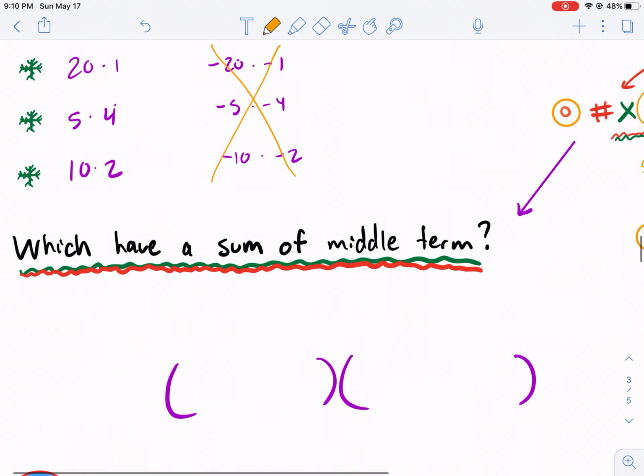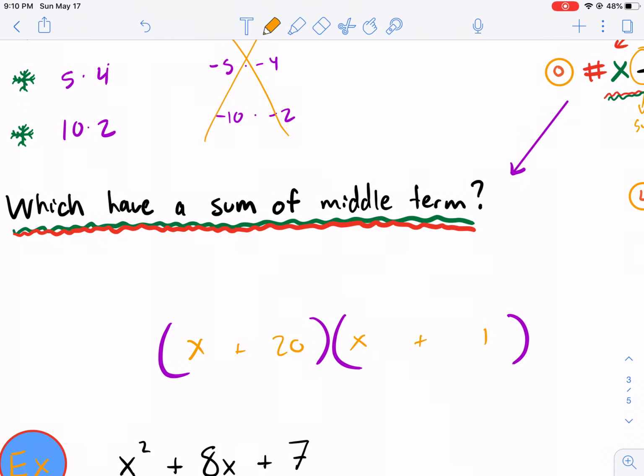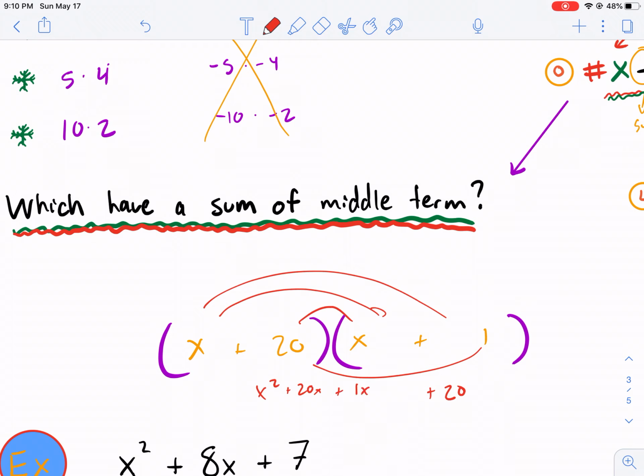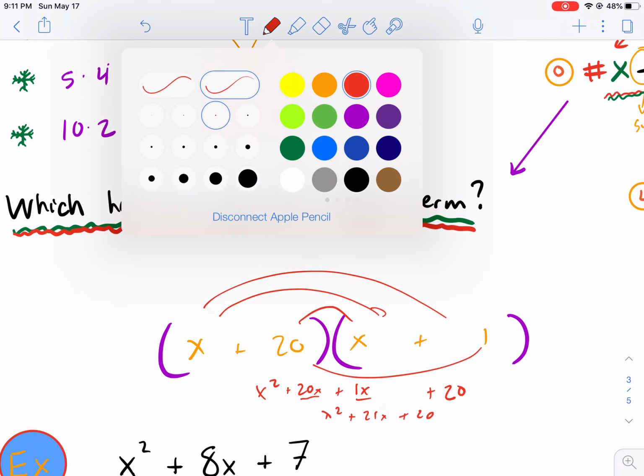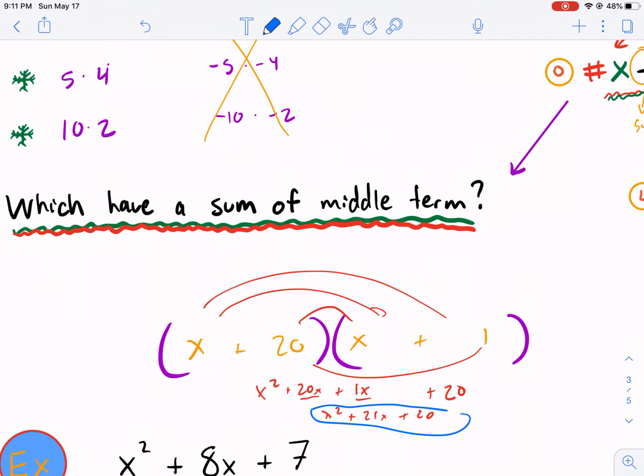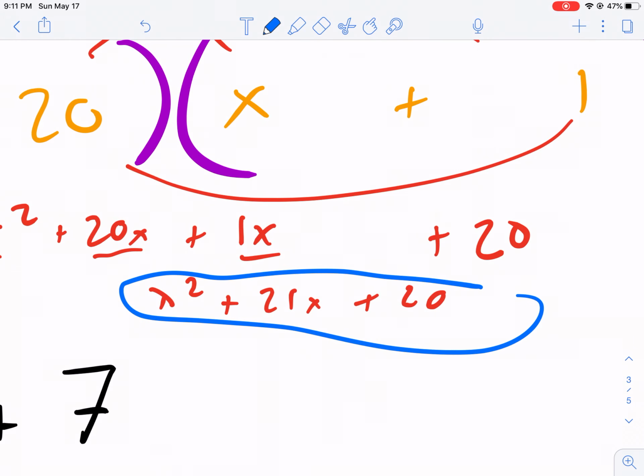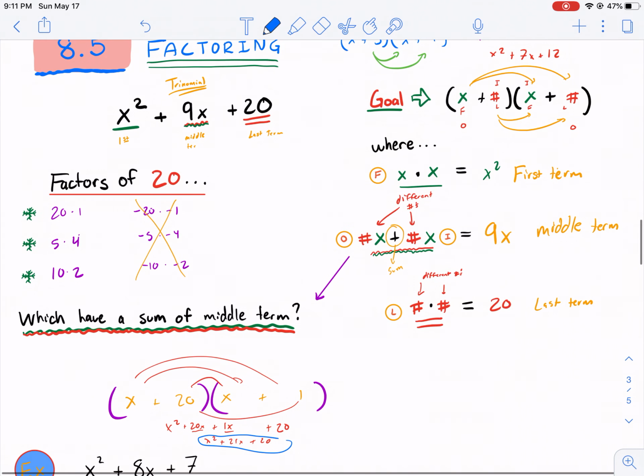So if we wanted to, we could go, oh, I'm going to put x, I'm going to put x, I'm going to put 20, I'm going to put 1, I'm going to put plus, I'm going to put plus. And we could see if this works, and we could try it out. We could say, okay, x times x, x squared, so far so good. Then we do 20 times 1, that gives us positive 20. That's our last term, so far so good. Then we multiply our inside terms, 20x, and our outside terms, 1x. We get x squared after we simplify, plus 21x plus 20. Just a heads up, I am doing this incorrectly. I just want you to see this as an example. We got x squared plus 21x plus 20. That is not the same thing.